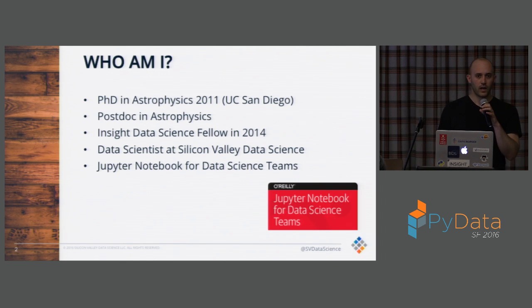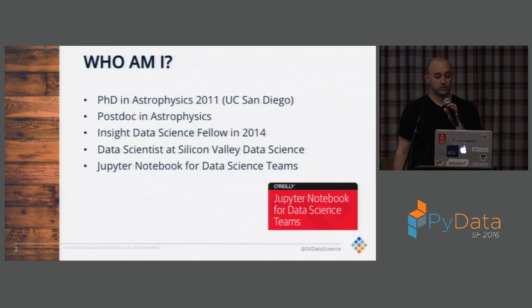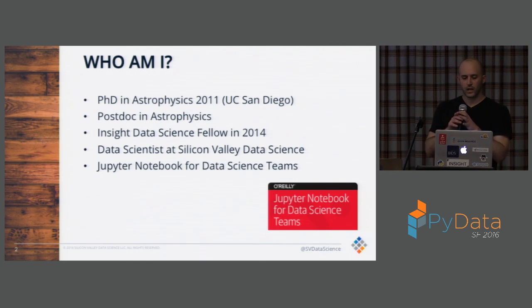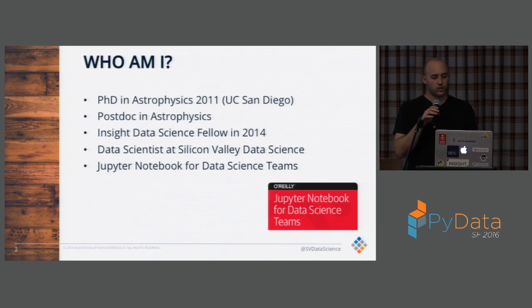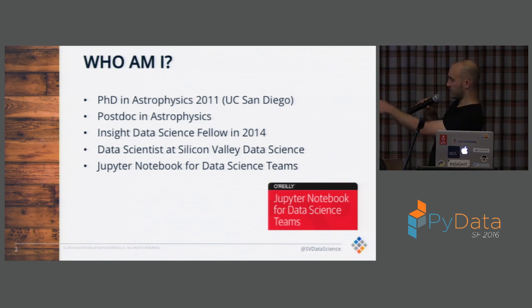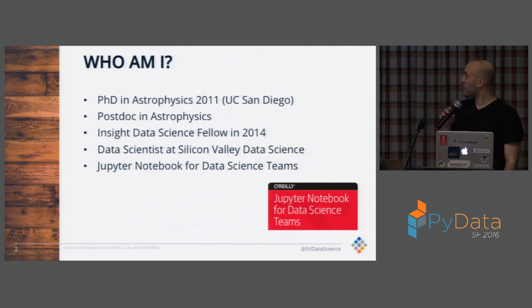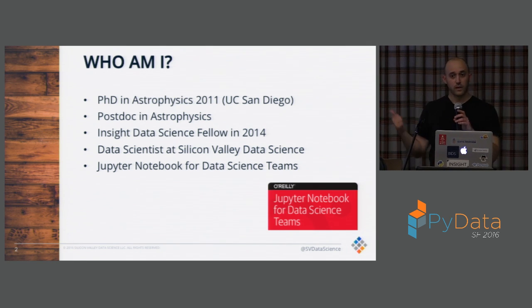So, who am I? My background is I did a PhD in astrophysics in 2011 from University of California, San Diego. I went on to do a postdoc in Australia in astrophysics. In 2014, I did an Insight Data Science Fellowship. And after that, I started working as a data scientist at Silicon Valley Data Science. I also did an O'Reilly screencast course called Jupyter Notebook for Data Science Teams, which is that little icon there in the lower right. So this is my background.